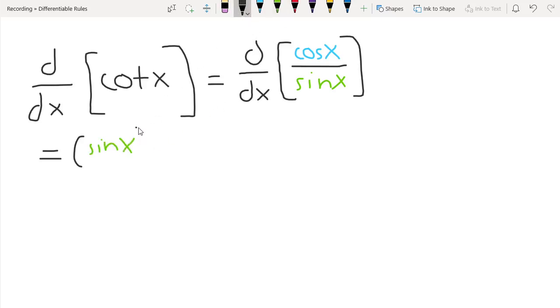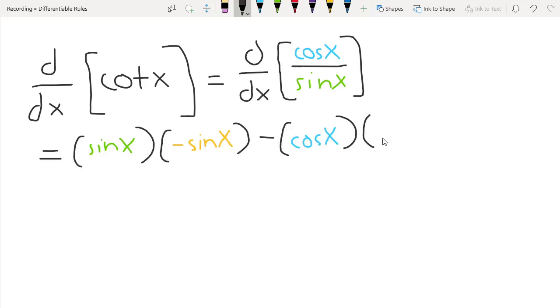Low d high. So high would be the derivative of cosine of x, which in this case is actually negative sine of x, minus high, which is cosine of x, times low d high minus high d low. So the derivative of the denominator, sine of x, would be cosine of x. So cosine of x.